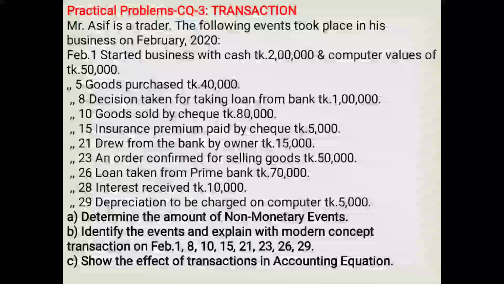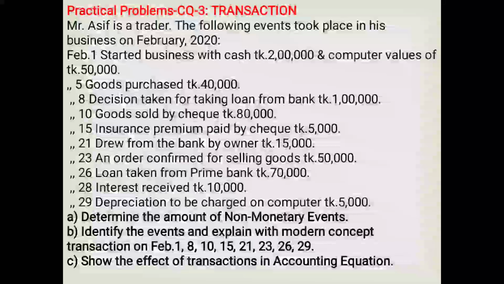Number 4, if equity increases, then liability will decrease. Number 5, if owner's equity decreases, then liability will increase. This is the main major feature of a transaction's effect on the accounting equation.